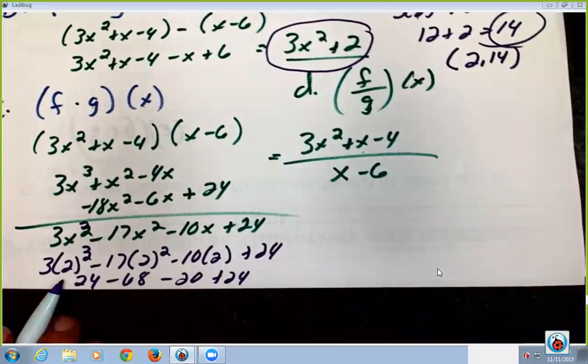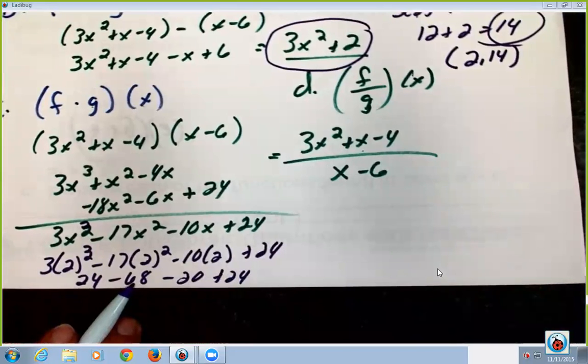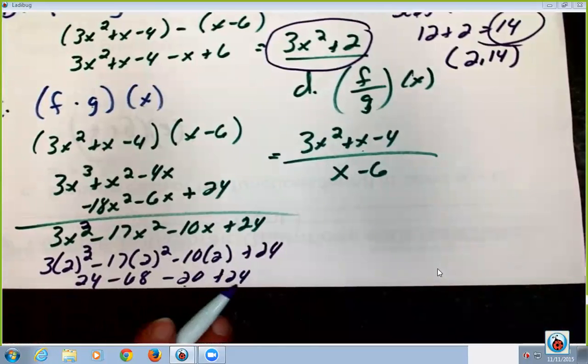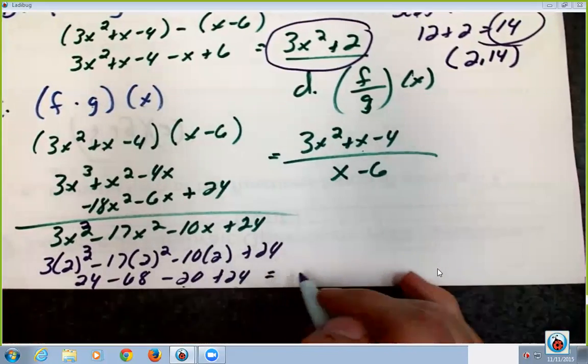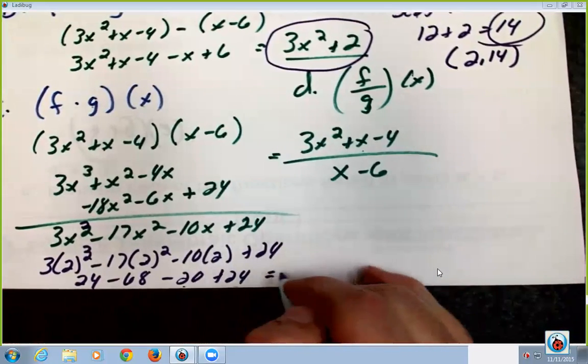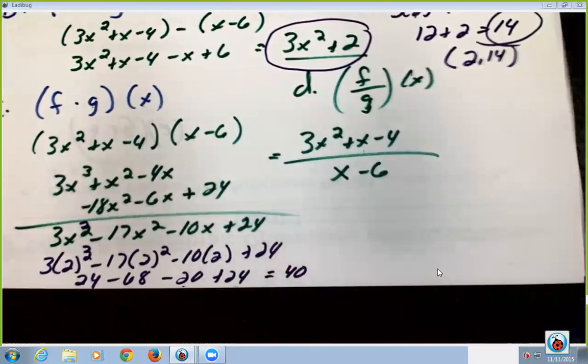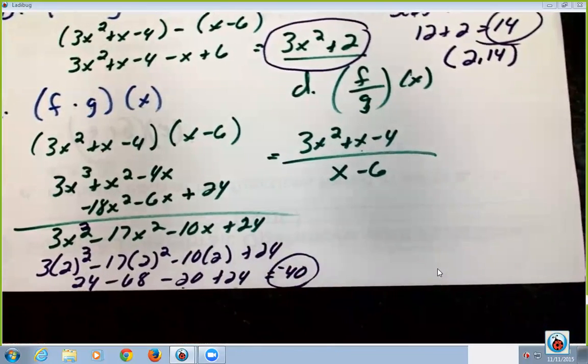So if I take all of these and put them together, 24 from 68 leaves me with 44. 44 and a negative 20 is a negative 64. Negative 64 and a plus 24 is going to give me negative 40. So I get a negative 40 out of that. Okay? Does that make sense?